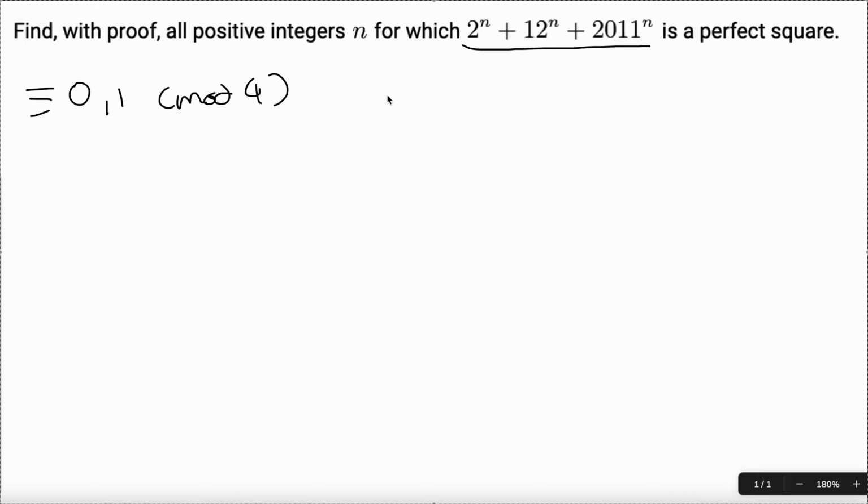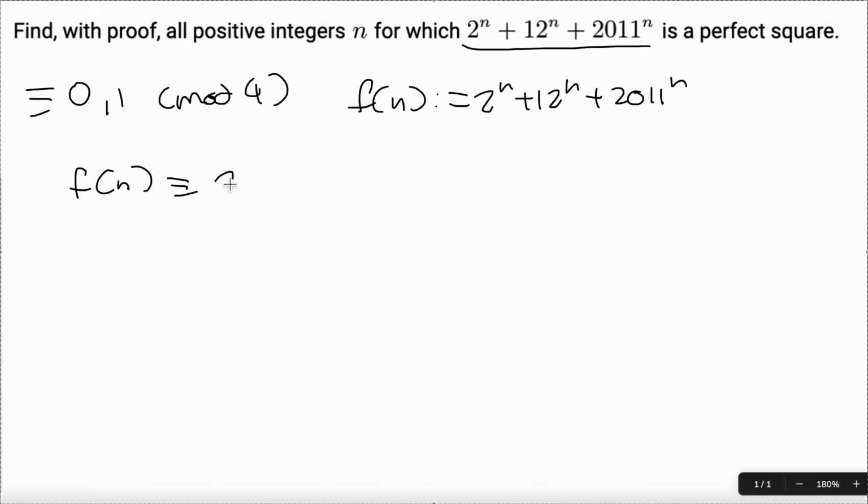And so I'm going to say f of n is going to be this function, 2 to the n plus 12 to the n plus 2011 to the n. Let's try to take f of n mod 4. So f of n is going to be congruent to 2 to the n plus 2011 to the n, and 2011 to the n is actually 3 to the n mod 4. So we only have to look at this much smaller and more manageable function when we look at mod 4.